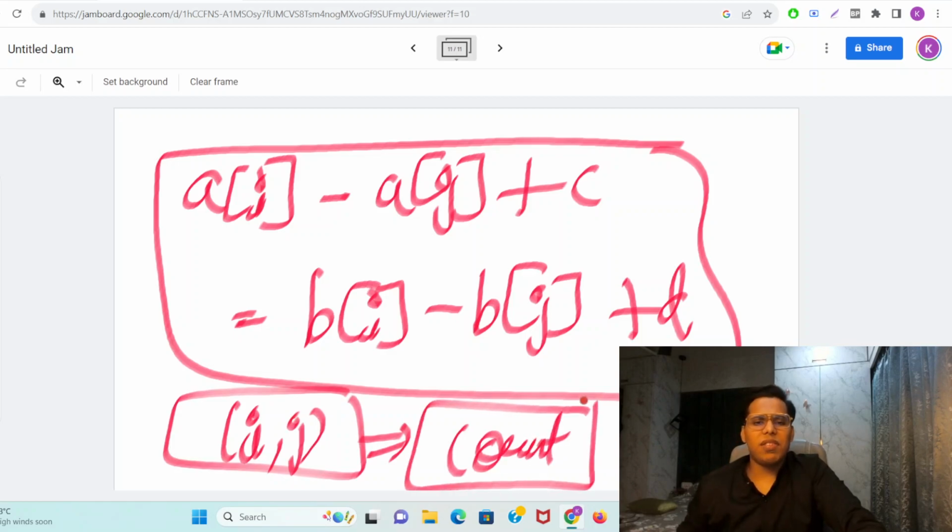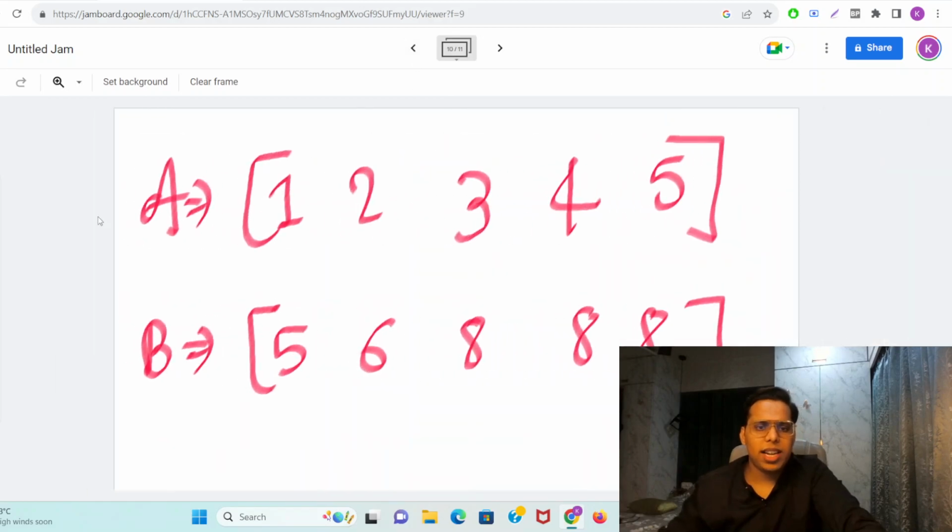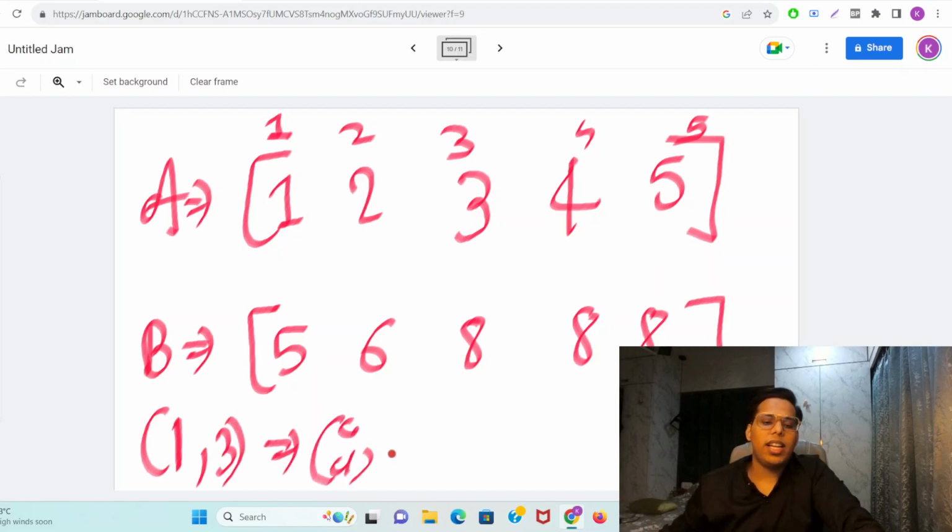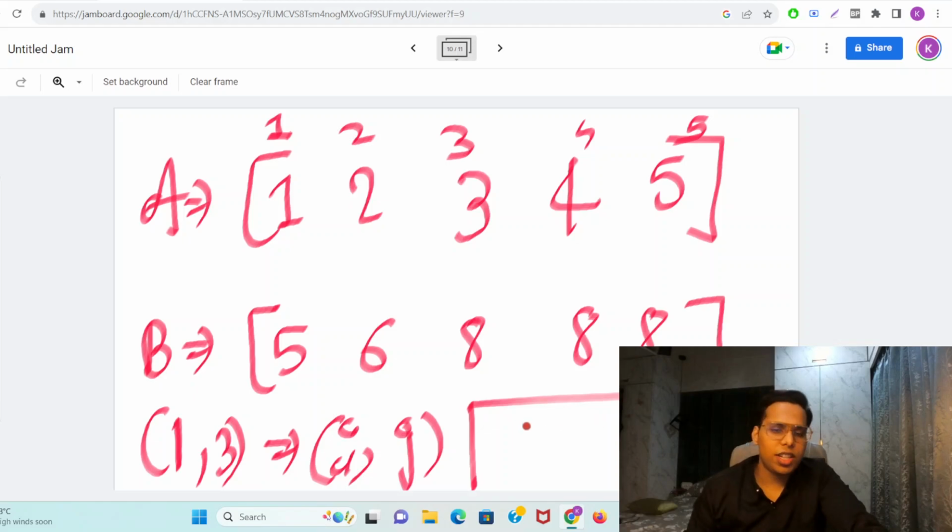So guys, things are very easy. For example, in this particular case, let's say we are using one-based indexing: index 1, index 2, index 3, index 4, index 5. 1 comma 3 is a valid pair. Basically, if i is 1 and j is 3, then it is a valid pair. How is it a valid pair?